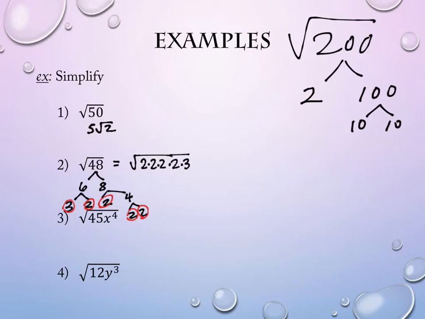And we're looking for matching pairs. So you should see a pair of matching 2's and another pair of matching 2's. Each pair of matching 2's will come out. So on the outside I brought out a 2 and a 2, and underneath is still a 3. What is 2 times 2? 4. So this is 4 square root 3. We didn't ignore the 4. We broke the 4 down right here into 2 and 2. That's why.